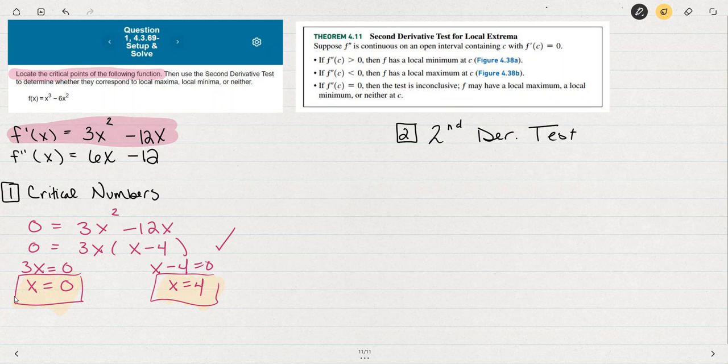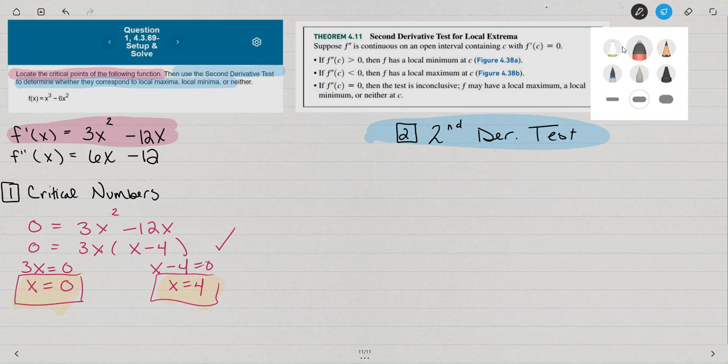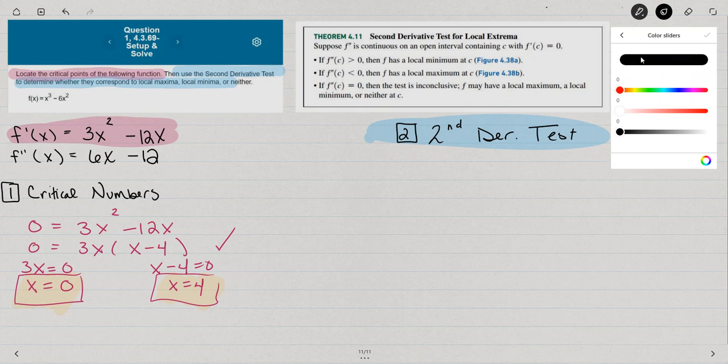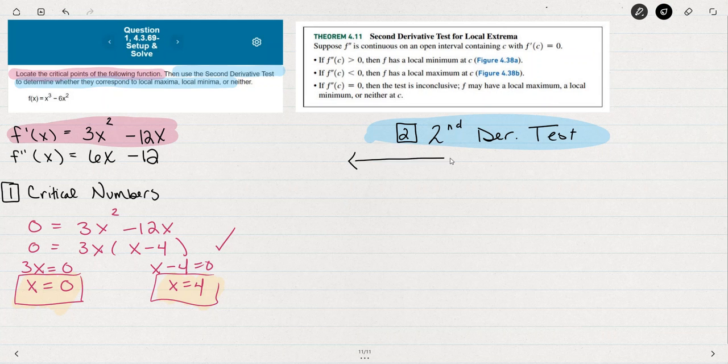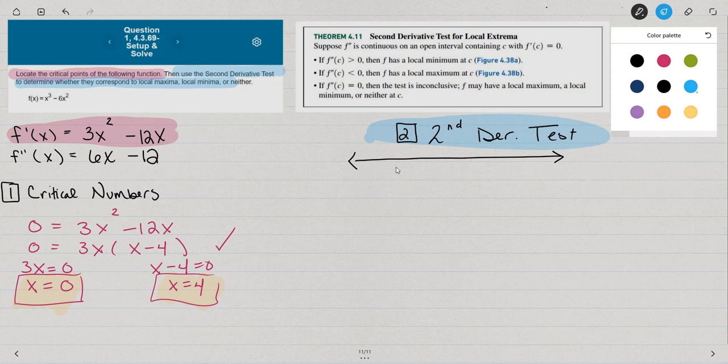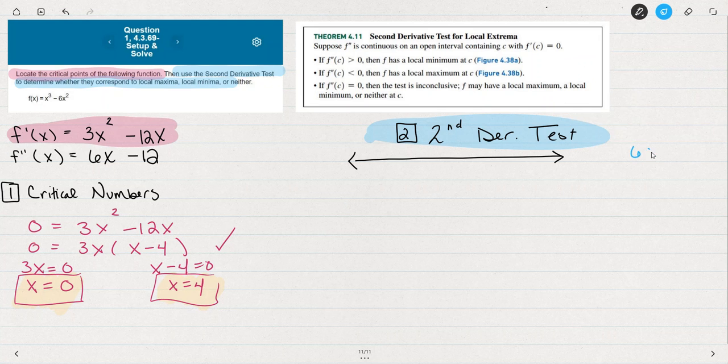Now I want to show that I can use the second derivative test to determine if those critical numbers correspond to a max, min, or neither. So now I'm going to use this second derivative test. How do I do that? I find the second derivative, and now I've got to see when that second derivative is positive or negative or neither, right? So if I do a little number line here, I'm looking at this second derivative and seeing when it is 0. Let me keep this color coded nicely so that you can follow along.